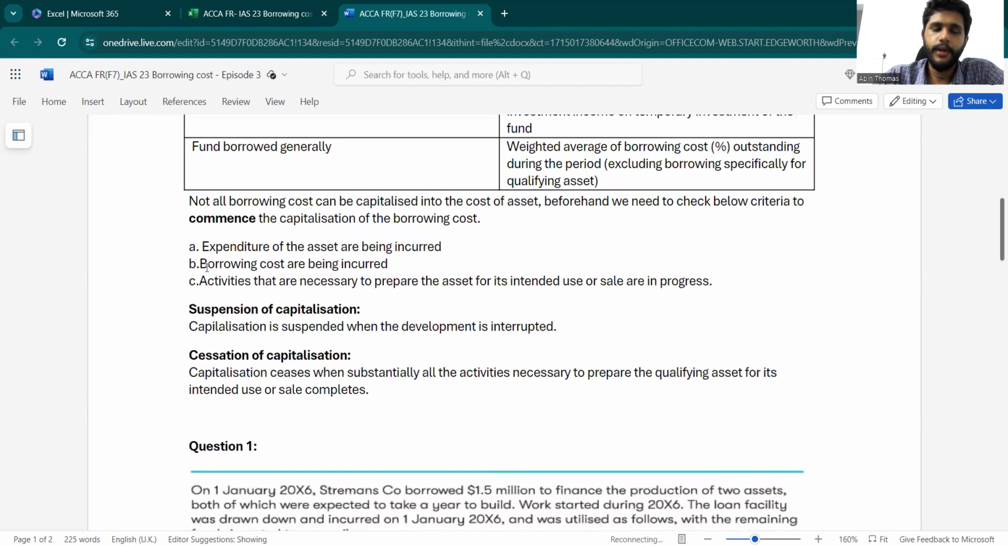And the second criterion we need to check is that borrowing costs are being incurred. That is, the interest expense should have begun, from the first day of the loan we took. And the third one is that the activities necessary to prepare the asset for its intended use or sale are in progress. How do we check this? This is checked by whether the construction of that plant has begun. I hope you all got the point.